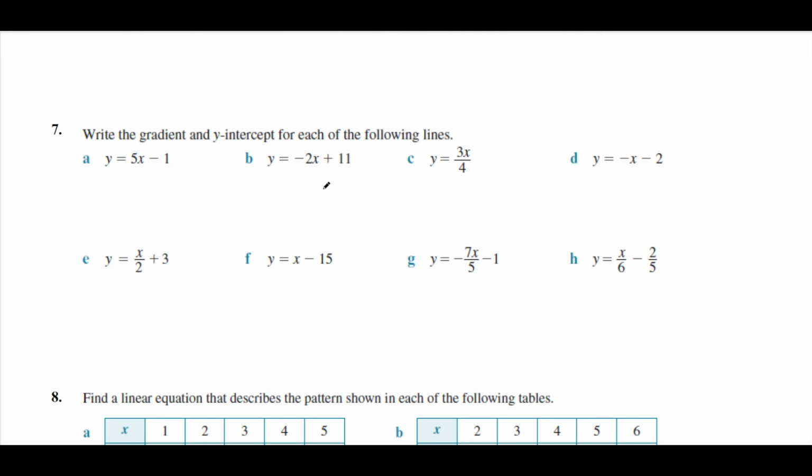Alright, it says write the gradient and y-intercept for each of the following lines. So the gradient basically is your m, so number in front of the x. So gradient equals to 5. Y-intercept is your b. B is minus 1, right?